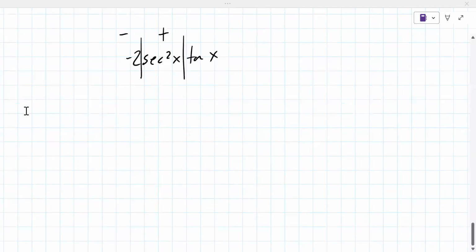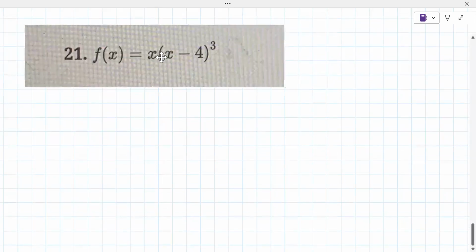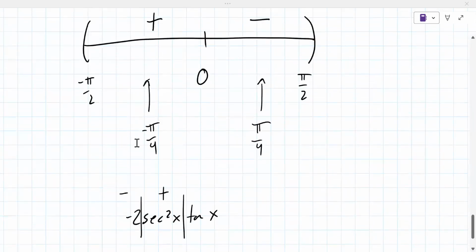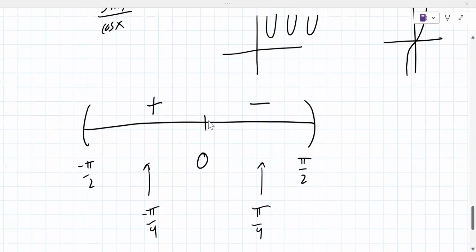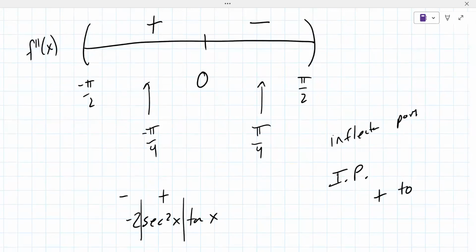Okay, here we go. 21. f of x equals x times x minus 4 cubed, and we're trying to find the point. Okay, so I actually need to go back to the previous problem. This is an inflection point. Sometimes it'll say IP for inflection point. An inflection point occurs when the second derivative goes from plus to minus or minus to plus.